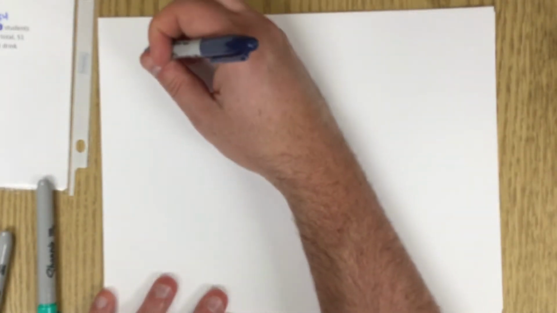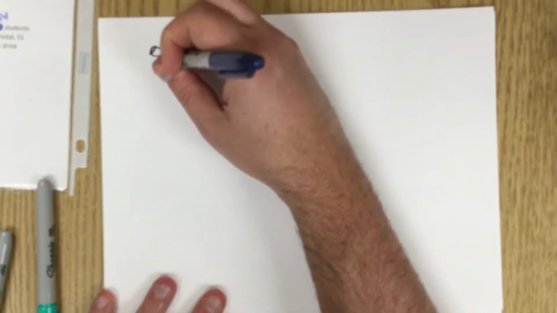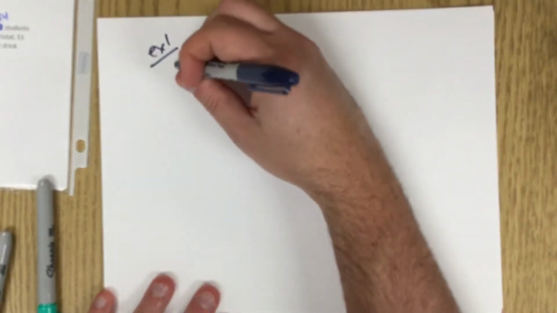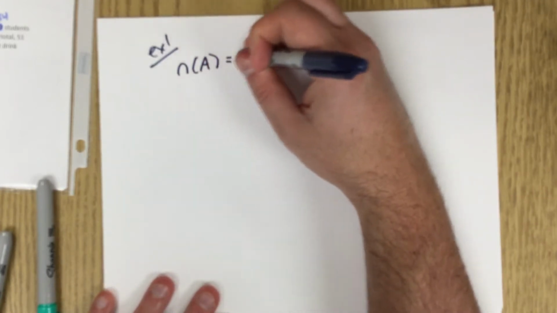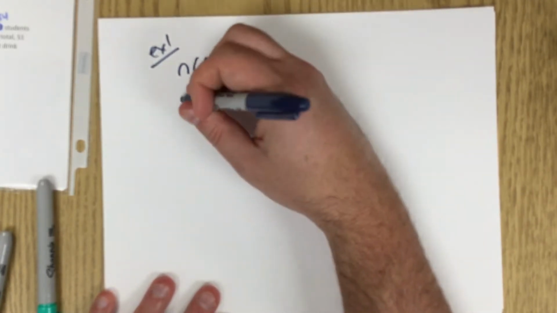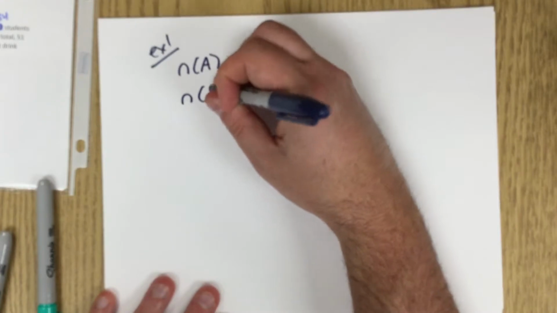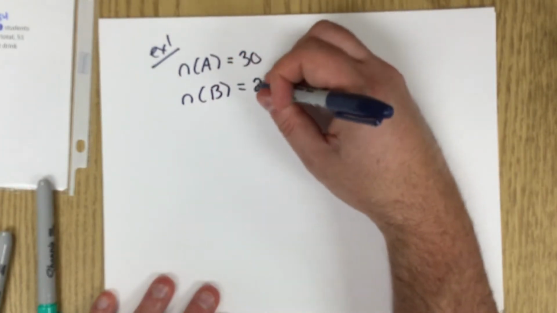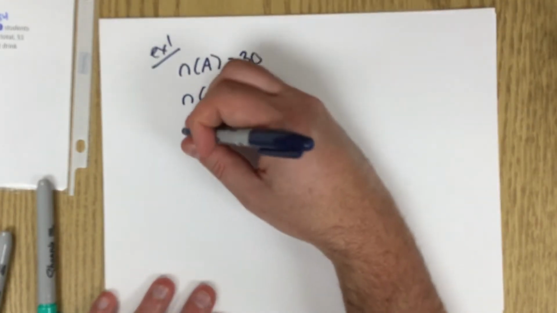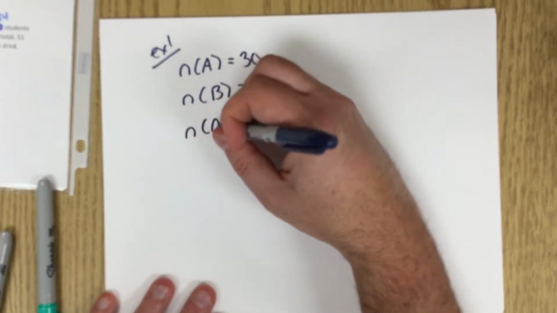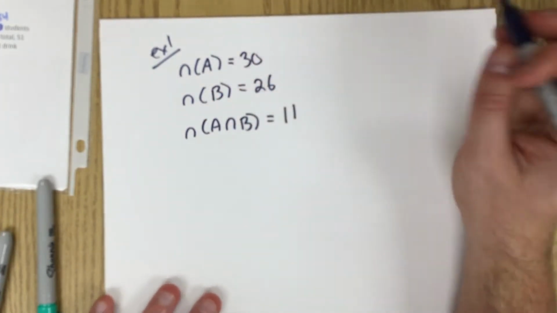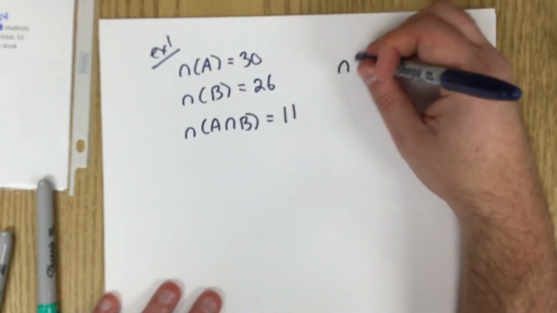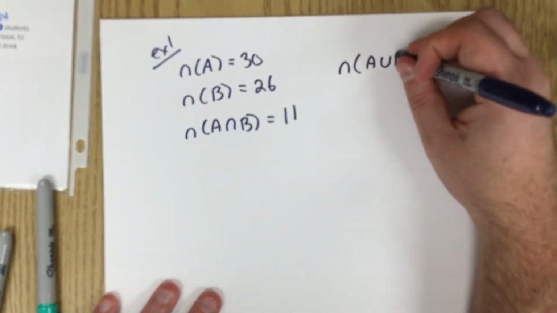Okay, so let's try some numerical examples. Let's say we have two sets. I'm going to say that the number of things in A is 30, the number of elements in B is 26, and the number in A and B is 11. And I'm asking for what is the number in A or B.